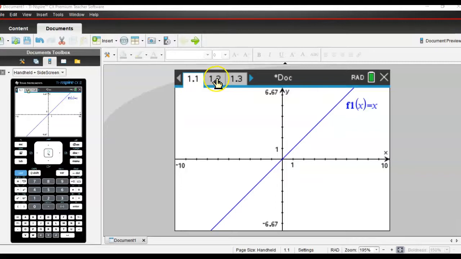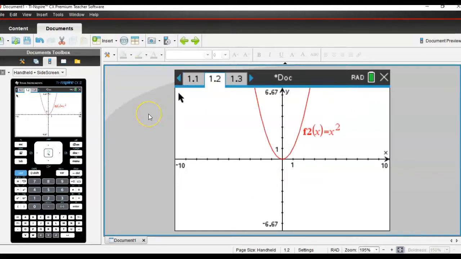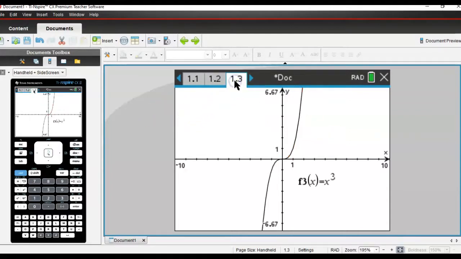We're going to go to the next page here. This is x squared. That's a degree of 2. That's an even number. What are the ends doing this time? Interesting. What about the third screen? Ooh, x cubed. That's a 3. 3s are odd numbers. What are the ends doing?